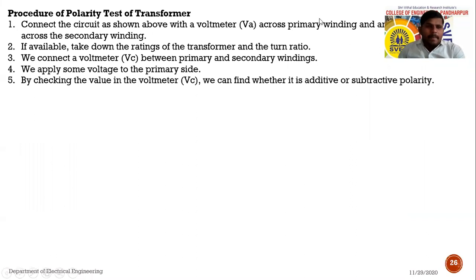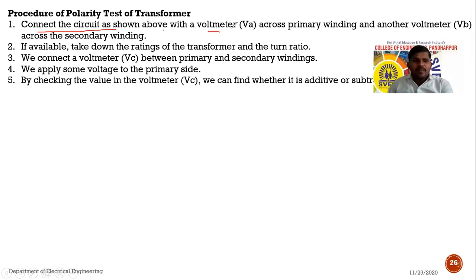the procedure which is to be followed for conducting a polarity test. Connect the circuit as shown above. Voltmeter VA is connected across the primary winding, another voltmeter VB is connected across the secondary winding, and another voltmeter VC is connected between those two terminals, right?